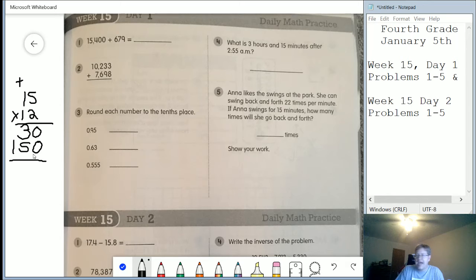And then we can add our top and bottom rows together. That would give us 180. So those are the steps that we need to do to solve this particular problem. 22 times 15.